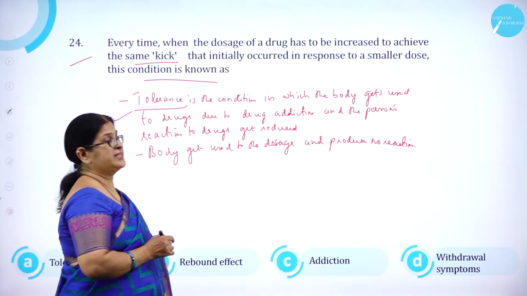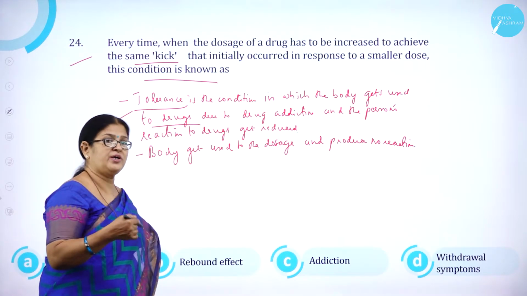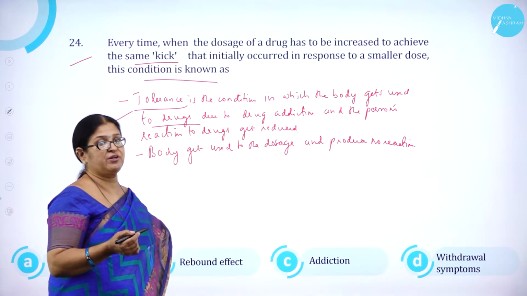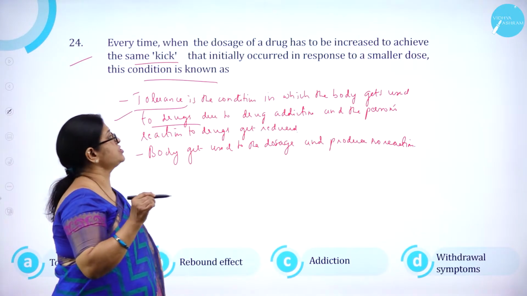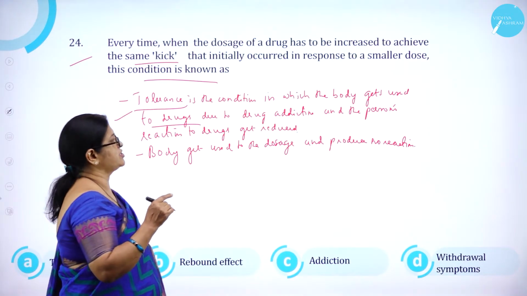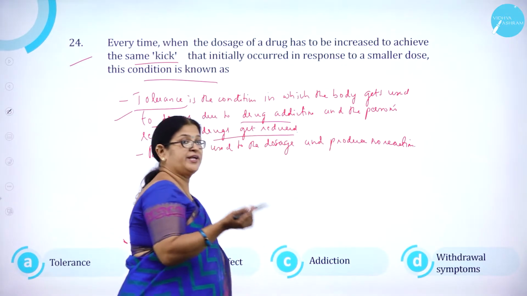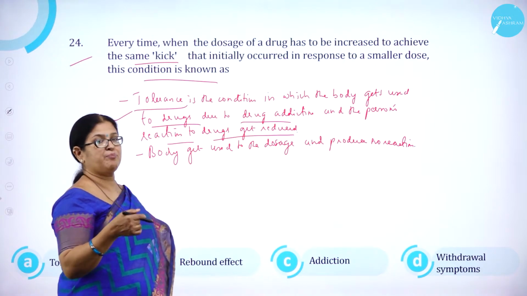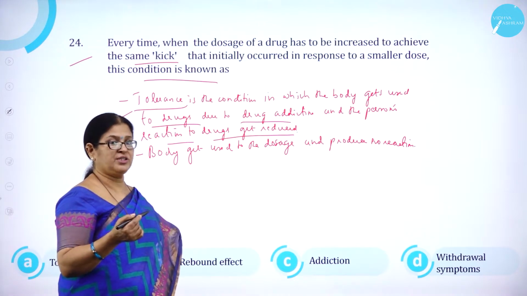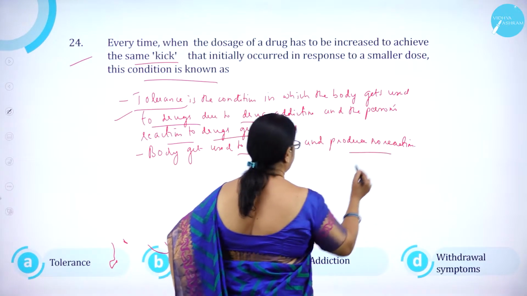What is tolerance then? It is a condition in which the body gets used to drugs. Like if we keep on taking medicines continuously, then later when we take the medicines, they will not have any effect on the body. So that condition is called tolerance. So tolerance is a condition in which the body gets used to drugs due to drug addiction, and the person's reaction to drugs gets reduced. Like if you continuously take painkillers, then when you have pain, if you take painkillers, it will not have any effect on the body. So the body gets used to the dosage and produces no reaction.